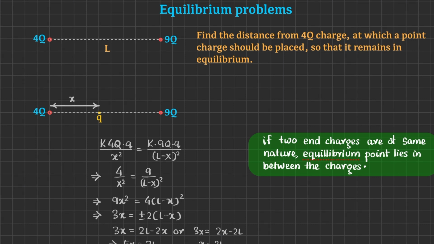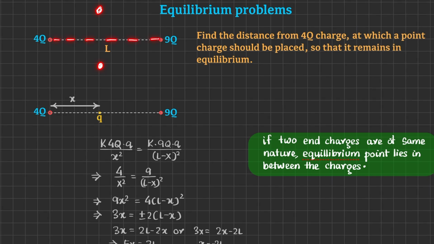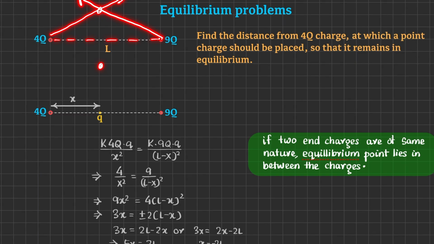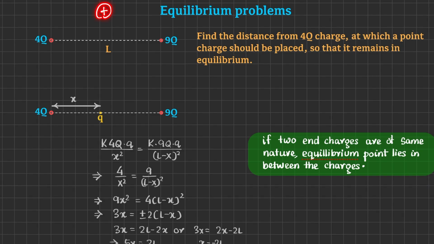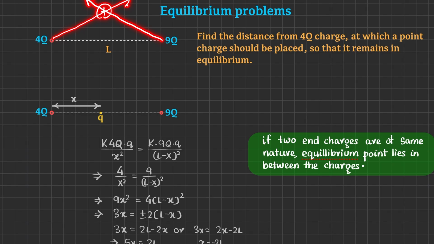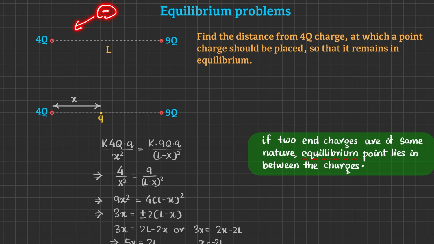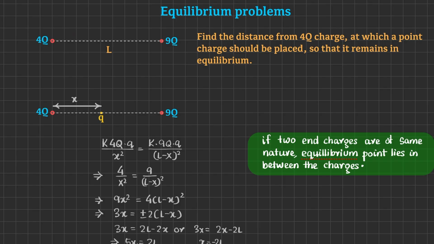So see, if we keep it anywhere else which is not on the line joining the two charges, in that case 4q and 9q both will either repel it or both will attract it. In any case, the two forces will not be in opposite direction to each other. So if it is a positive charge, due to 4q force will be this way, due to 9q force will be this way, so net force will be away. And similarly, if it is a negative charge, 4q will pull it, 9q will pull it, so net force will be in this direction, it cannot be in equilibrium.